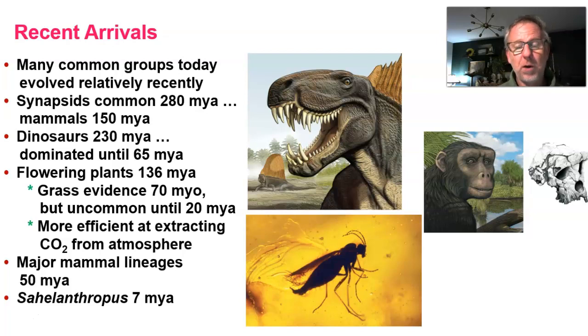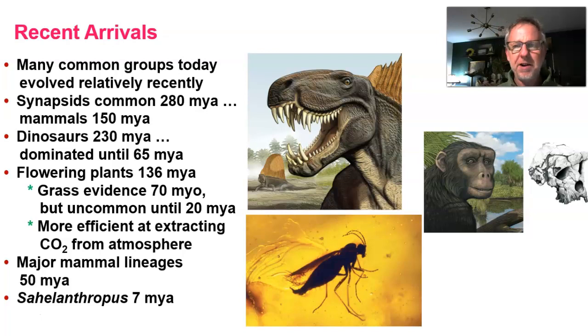Dinosaurs show up in the fossil record about 230 million years ago, and they dominated our planet in terms of large animals until 65 million years ago, after the Great Cretaceous extinction. So that was quite a long period of ruling the earth. Mammals were not very abundant during that period of time.